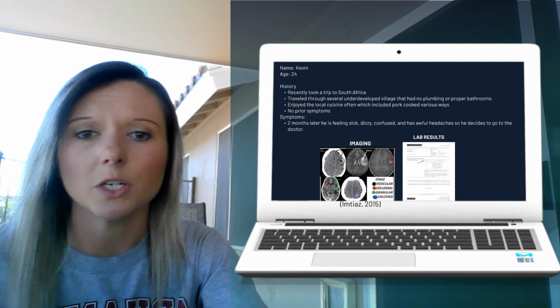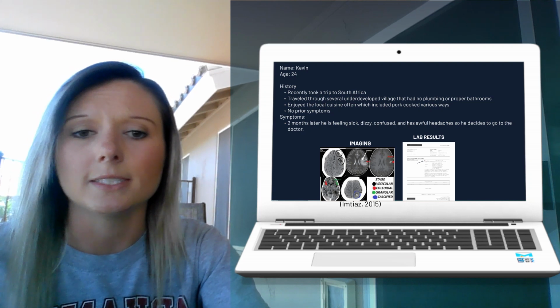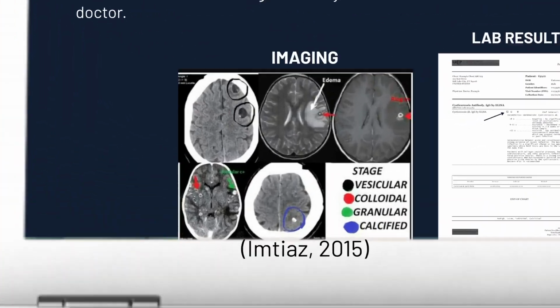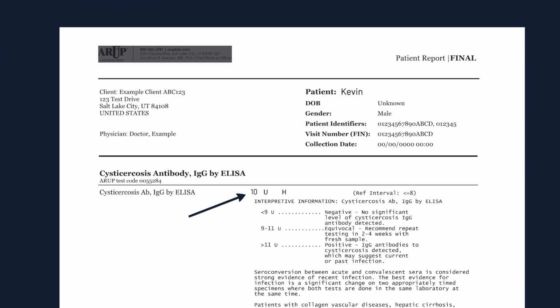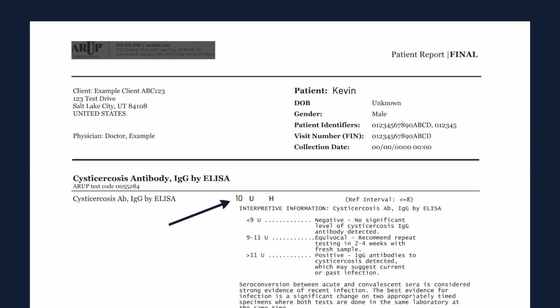So let's look at Kevin's chart. We already know his history and his symptoms, so we did some imaging of his brain. And here we can see that he does have some cysts, and the two up top that are a little bit darker, this is going to show us that these are alive. And then the lighter one at the bottom is going to show a calcified cyst, suggesting that it's dead. So to confirm our diagnosis, we can see that Kevin tested positive for our cysticercosis antibody, just confirming our diagnosis.